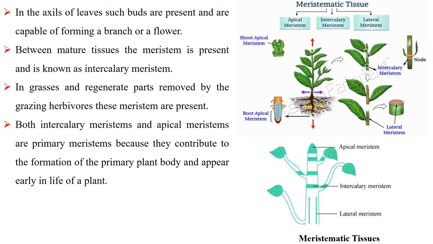Between mature tissues, the meristem is present and is known as intercalary meristem. In grasses, these meristems are present and regenerate parts removed by grazing herbivores. Both intercalary meristems and apical meristems are primary meristems because they contribute to the formation of the primary plant body and appear early in the life of a plant.